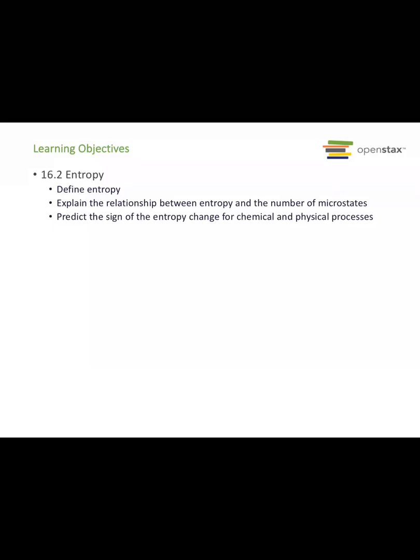Hi class. So we're starting 16.2 entropy. At the end of this video, you should be able to define entropy, explain the relationship between entropy and the number of microstates, and predict the sign of entropy, which is delta S, for chemical and physical processes.